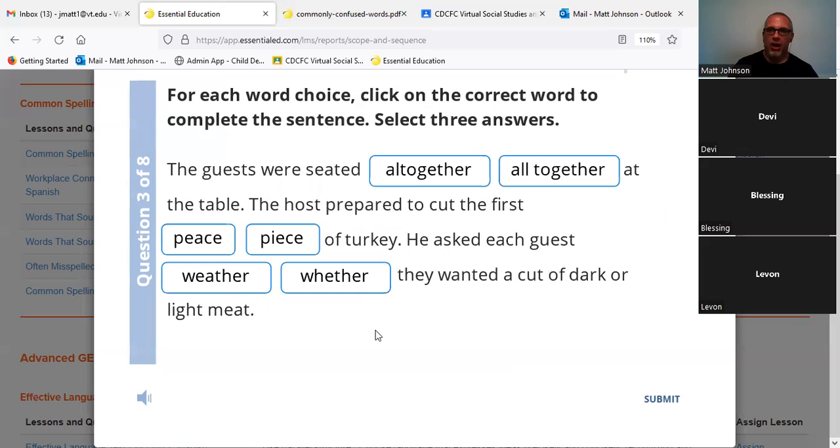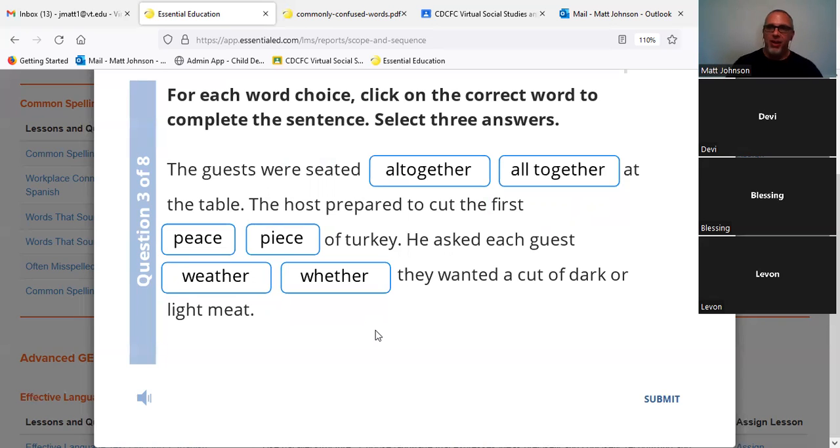The guests were seated all together. The guests were seated all together at the table. The host prepared to cut the first piece of turkey. He asked each guest whether they wanted a cut of dark or light meat. All together, I got something on my face. It's driving me crazy. There it is. I found it. It was a hair. The guests were seated all together.